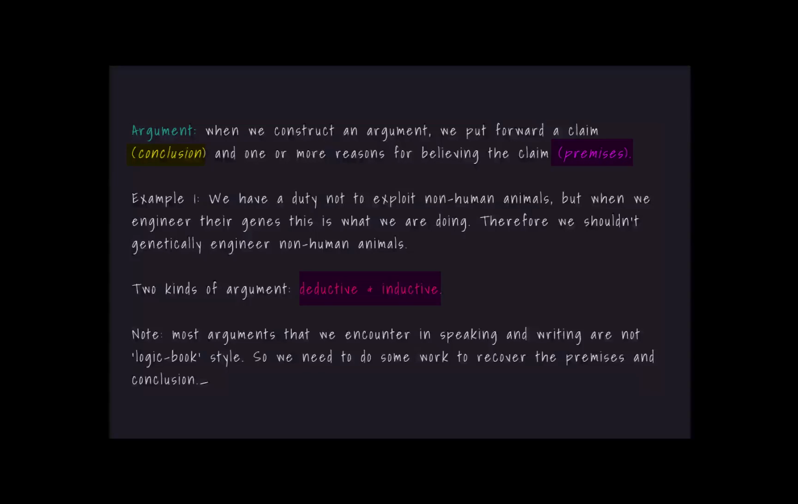What are these preliminary steps? First, we have to identify the conclusion of the argument. Then we identify each of the premises, and add any suppressed premises. Then we should remove irrelevancies.